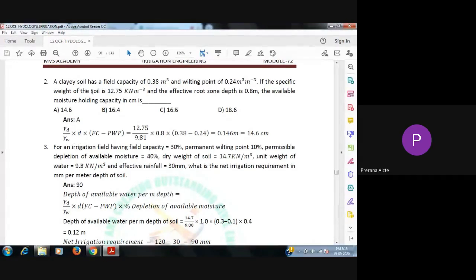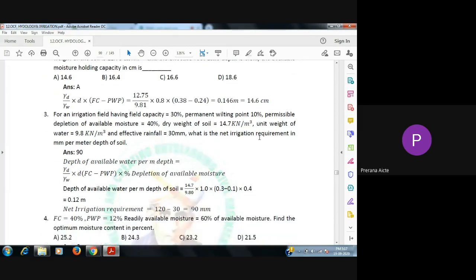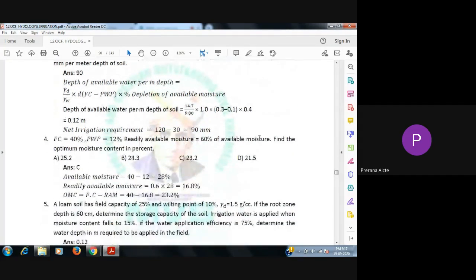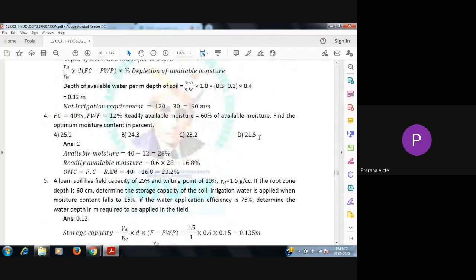So you see, a clay soil has a field capacity of 0.38 meter cube, and a wilting point of 0.24. The specific weight of soil, gamma D, is 12.75 kN per meter cube, and the effective root zone depth is 0.8 meters, right? The available moisture held in centimeter is? So this 12.75 is already given as the specific weight. 9.81 kN per meter cube is the specific weight of water, into D, depth 0.8, into FC minus PWP. It's around like this. So similar problem also. Field capacity minus permanent wilting point is called available moisture.